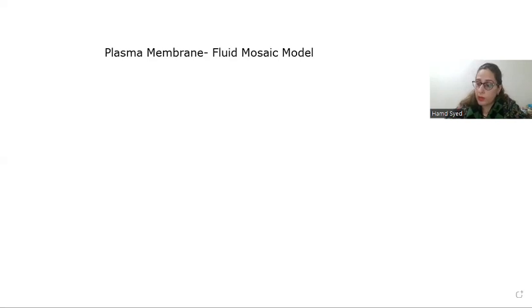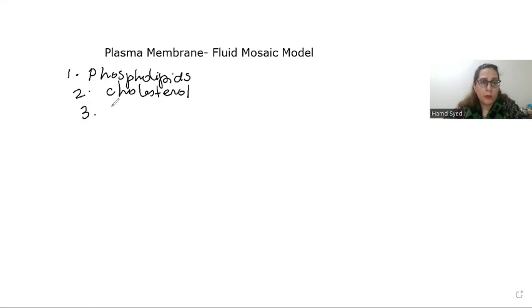We have three basic components of the plasma membrane. These are number one, the phospholipids, right? And then we have number two, cholesterol. Cholesterol, as you would know, is a steroid lipid. And the third component are the proteins. These are the three basic components of the plasma membrane.